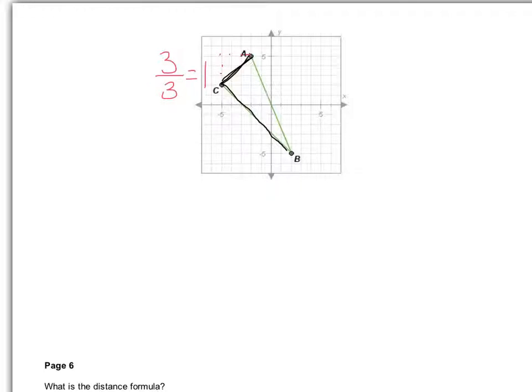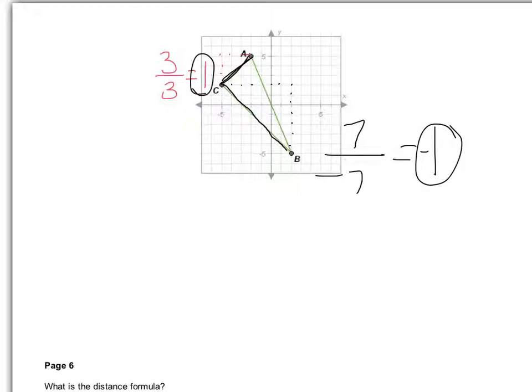And to get from B to C, my rise is 1, 2, 3, 4, 5, 6, 7. And my run is 1, 2, 3, 4, 5, 6, 7, and it's to the left, so it's a negative 7. 7 over negative 7 is negative 1. And these two are, in fact, opposite reciprocals, so this is a right triangle.